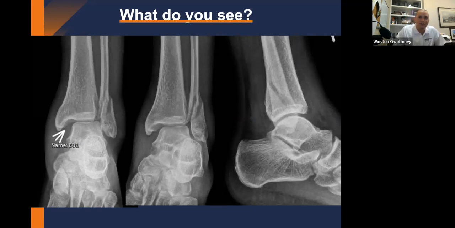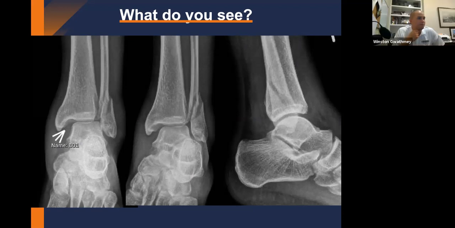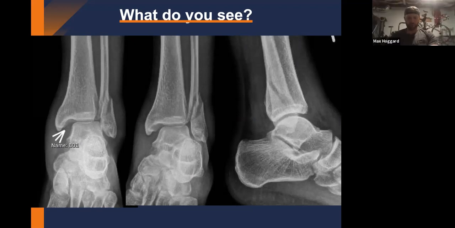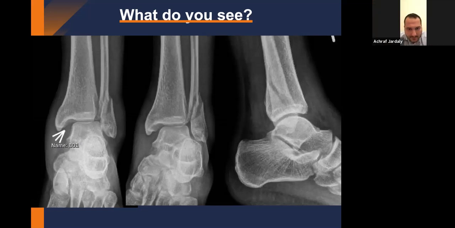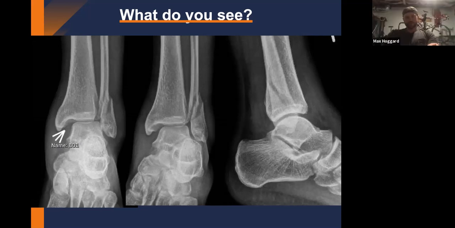Go ahead, describe it. Yes, sir. So on the AP, we see a lateral fracture consistent with a Weber B, and we have a medial clear space enlargement, indicating a lateral talar shift. Very good. All right. Want to give a shot at throwing it into one of those classifications? What do you think? I would go for supination external rotation. Yeah, I think I agree with that. When in doubt, SER is a good place to go.